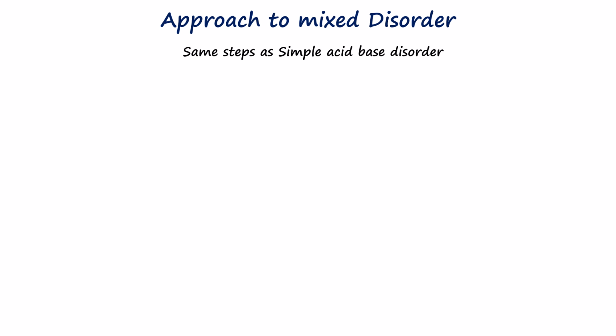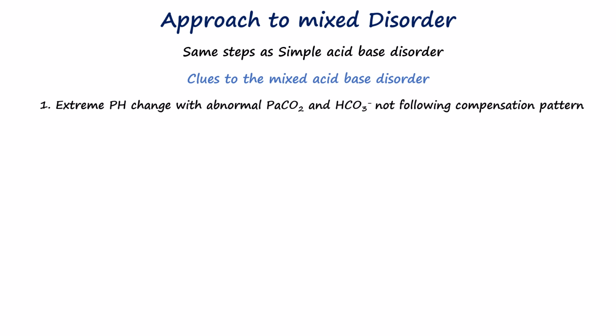Apart from that, even before we start the analysis, there are certain clues that can help us identify mixed disorders. The main clue is the history or the progression of the disease process that is causing the disorder. But my focus here is on the clues that we can take from the blood gas result at a glance. The first clue is to check whether the pH change is extreme with abnormal bicarbonate and CO2 that do not follow the compensation pattern.